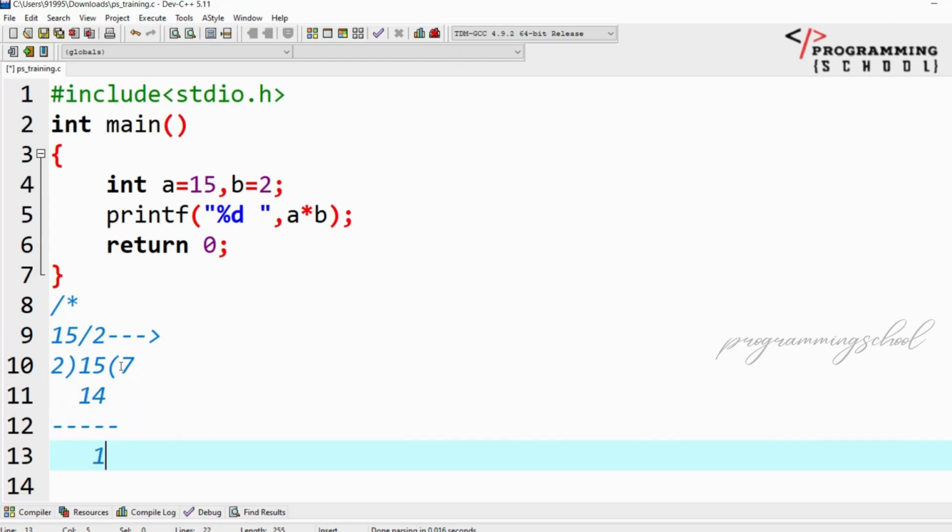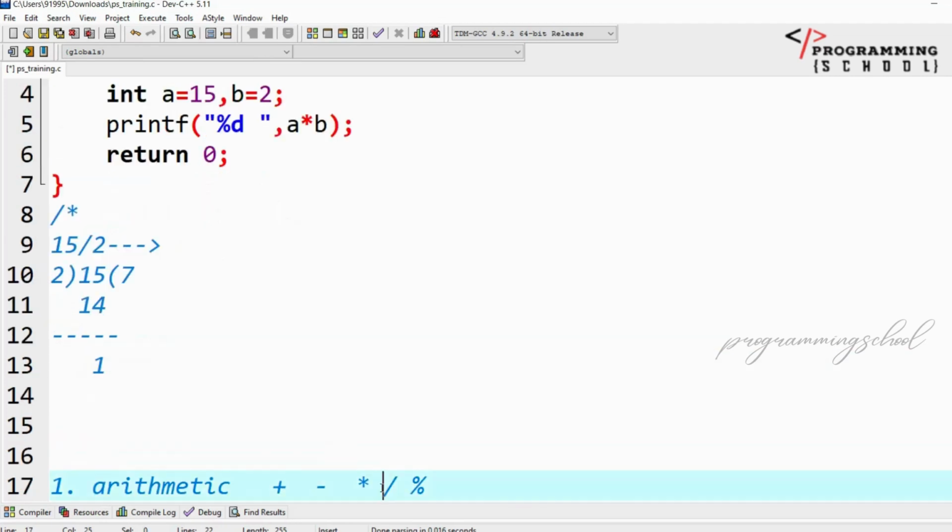Here this is the quotient and this is the remainder. This is the quotient value and this is the remainder value. Using the division operator, it always gives a quotient value. Here there is a modulus operator, right? This is the remainder operator. The remainder is going to be 1 here.